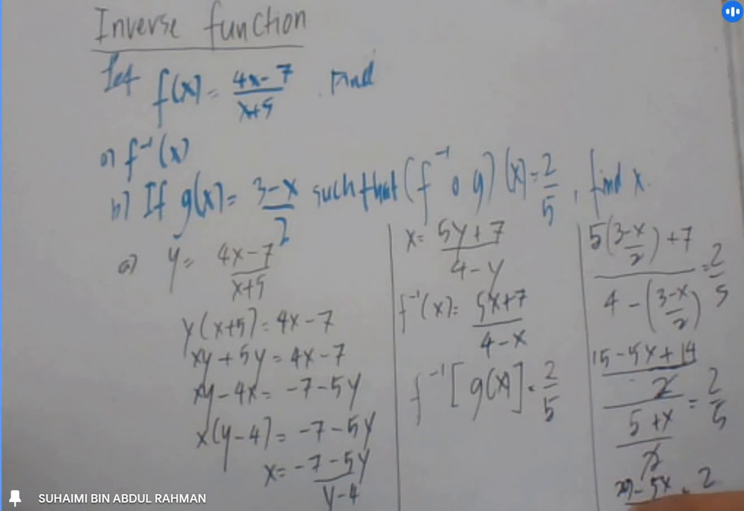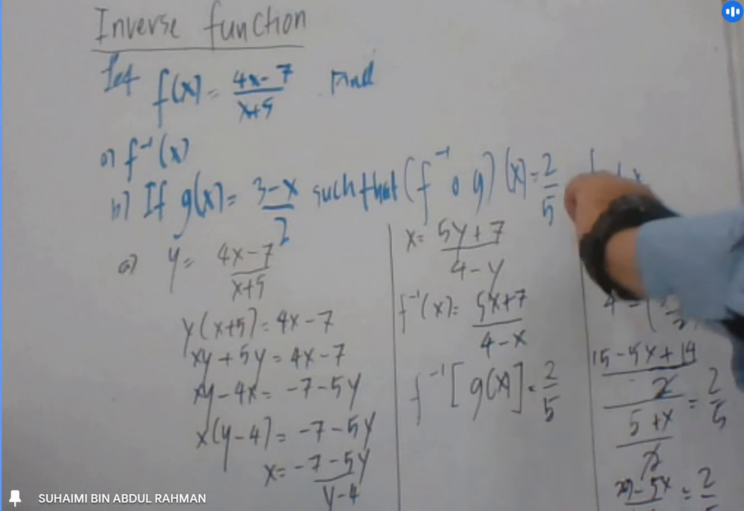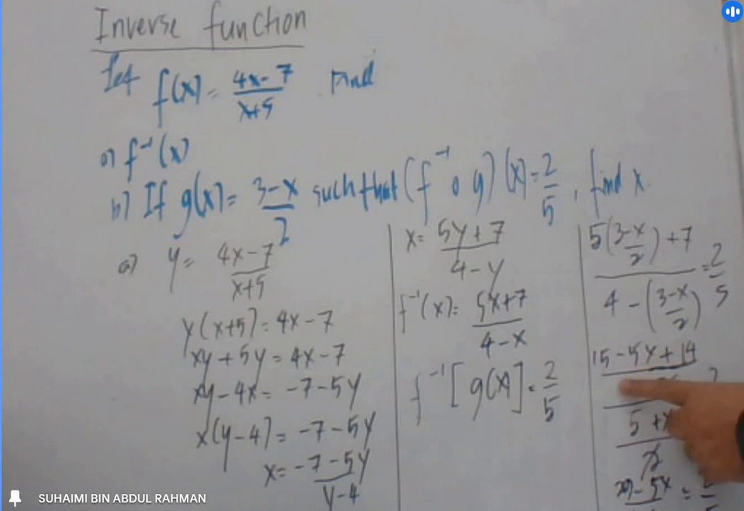How do we get 29 minus 5x? Remember that we make the same denominator here, so we get 15 minus 5x plus 14 divided by 2, then divided by 8 minus 3, which is 5 plus x divided by 2. So 29 minus 5x over 5 plus x divided by 2. And then you cross multiply. You can solve here.